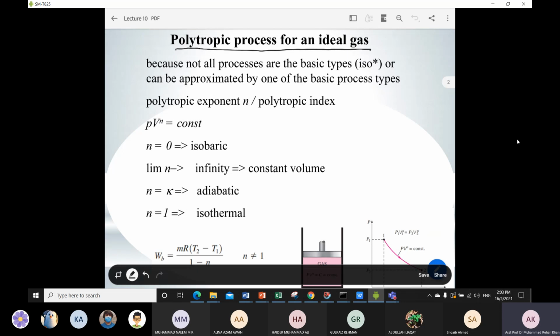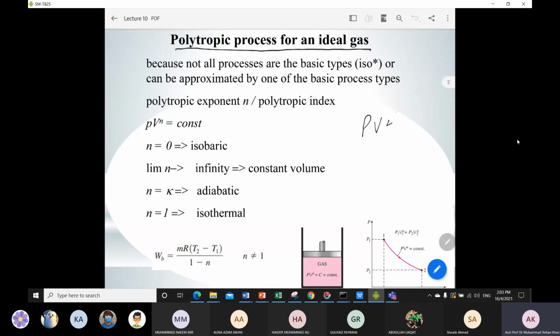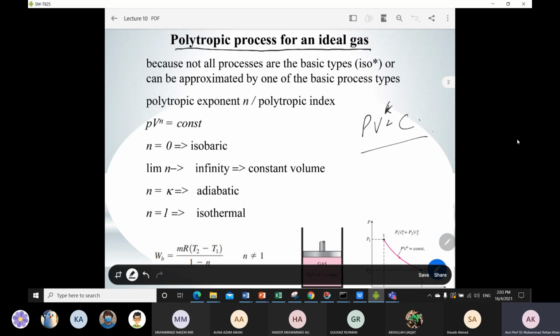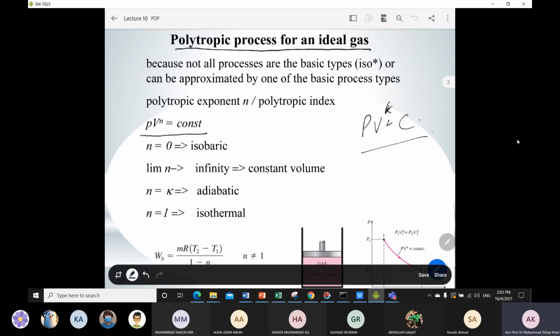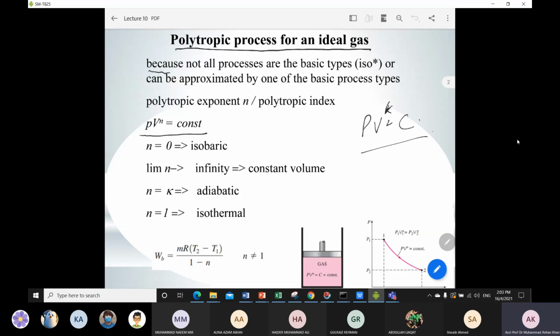Previously, when we talked about isentropic expansion or compression, we said that PV^k is equal to constant, where k is the specific heat ratio. This relation is valid for the isentropic process. But when we are dealing with the actual cycle, we have to represent the process by the equation PV^n is equal to constant, because not all processes are of the basic type, or they can be approximated by one of the basic process types depending upon the polytropic exponent and polytropic index.